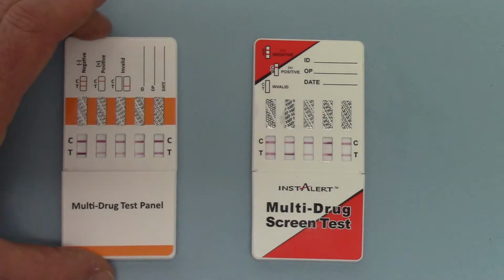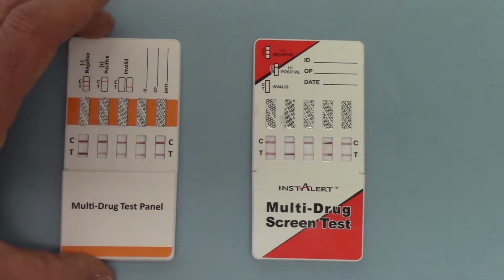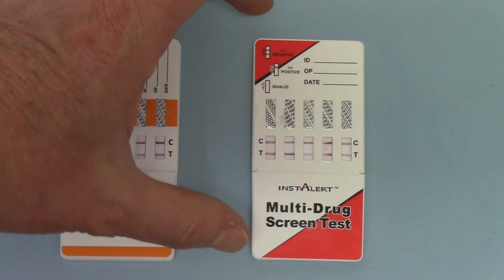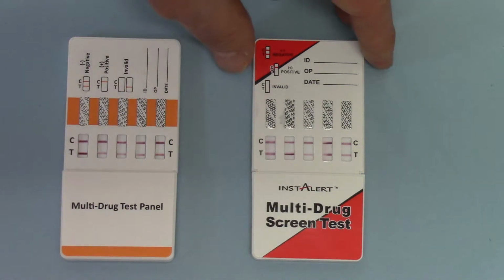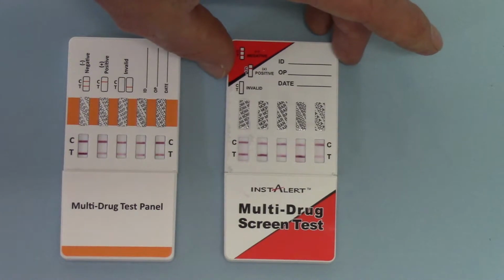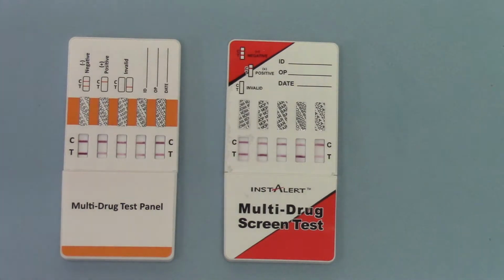Now on the right we've got our combination 10 panel made by Instalert, and this gives you 10 individual drug groups. So in addition to the 7 there, we're screening for cocaine, amphetamine, methamphetamine, cannabis, methadone. We've got MDMA, ecstasy, MOP for opiates, BAR for barbiturates, BZO for benzos and TCAs.